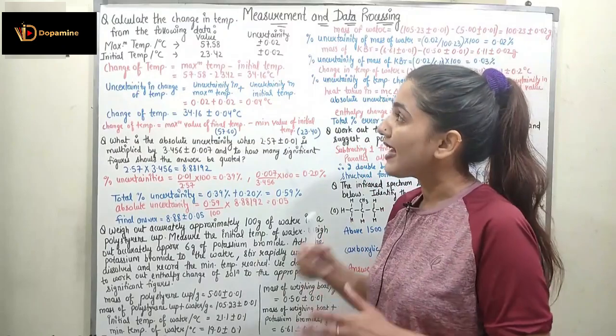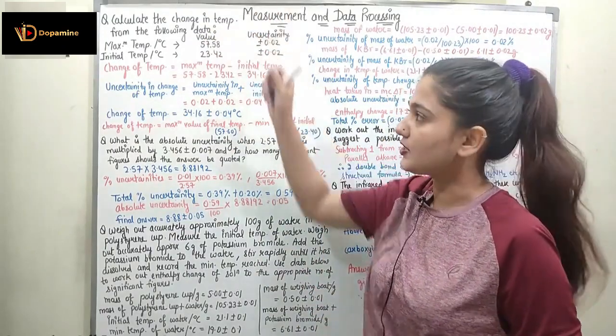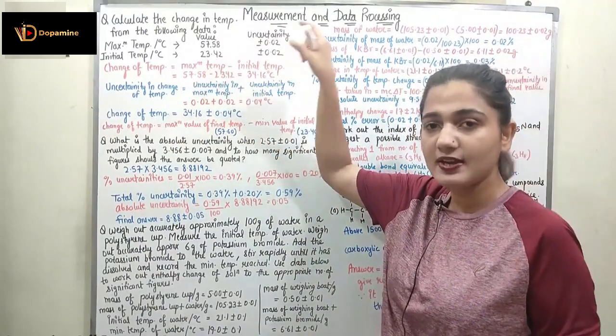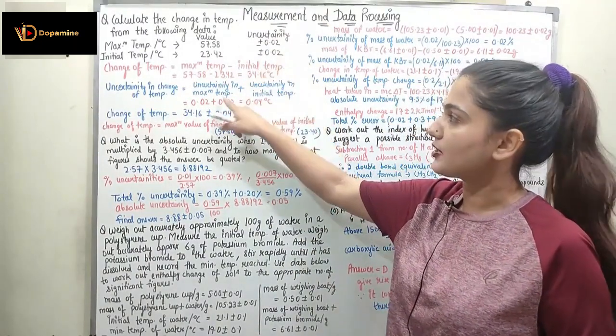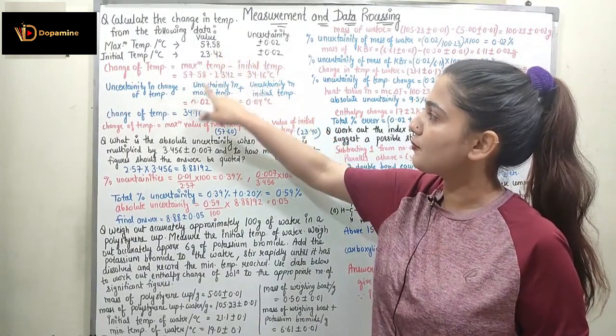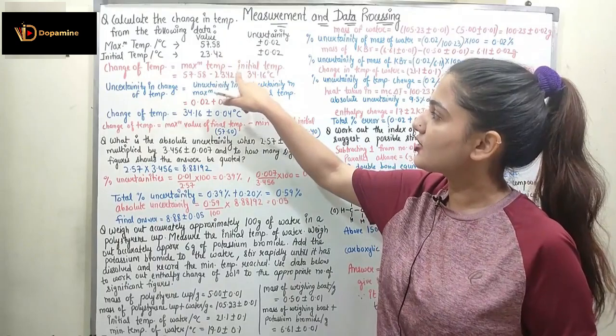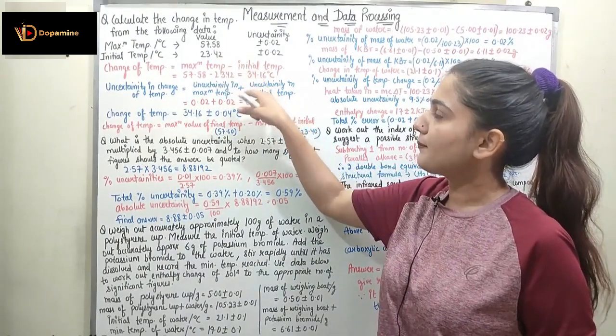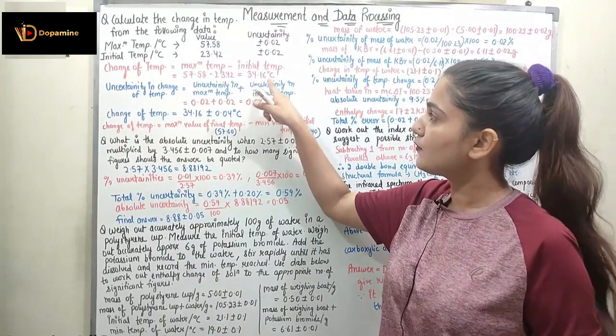So now we have to calculate the change in temperature. We all know the change in temperature will be equal to the maximum temperature minus the initial temperature. What is the maximum temperature? If I see the actual value, it was 57.58 minus the initial temperature, its actual value was 23.42. So the change in temperature's value would be 34.16.